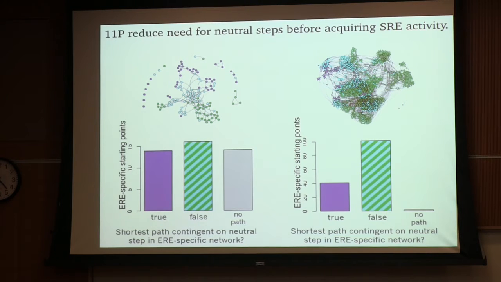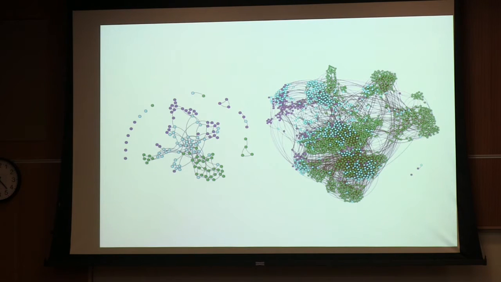Incorporate the permissives, and we now have a lower dependence on neutral steps through the network. A much larger proportion of ERE-specific nodes are direct neighbors of steps to either promiscuous or SRE-specific genotypes. So this sort of neutral percolation through the network as a prerequisite becomes unnecessary. Okay, so take-homes from this chapter.